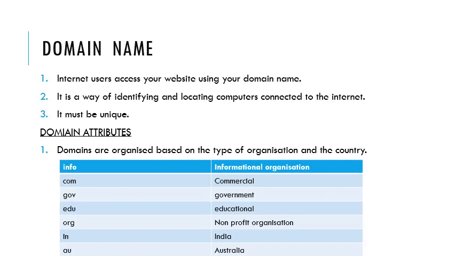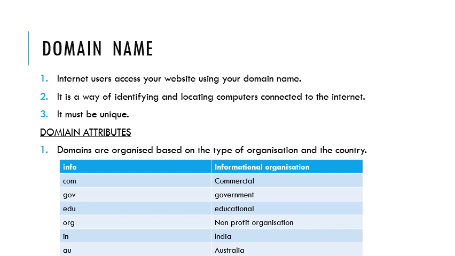Next comes the domain name. As previously mentioned, the domain name is the name of the website. Internet users access your website using the domain name. It is a way of identifying and locating computers connected to the internet. It must be unique. You cannot go to the internet today and create your own google.com, because google.com already exists.